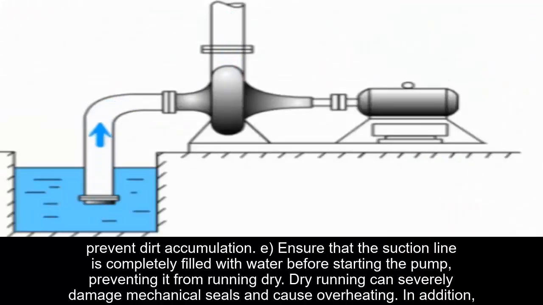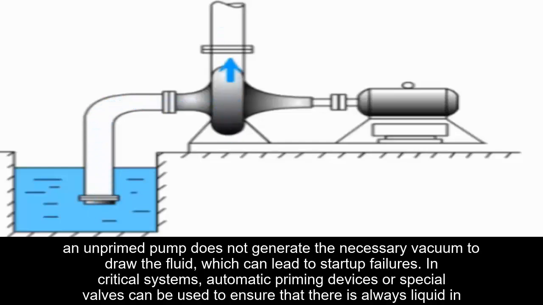E. Ensure that the suction line is completely filled with water before starting the pump, preventing it from running dry. Dry running can severely damage mechanical seals and cause overheating. Additionally, an unprimed pump does not generate the necessary vacuum to draw the fluid, which can lead to startup failures.